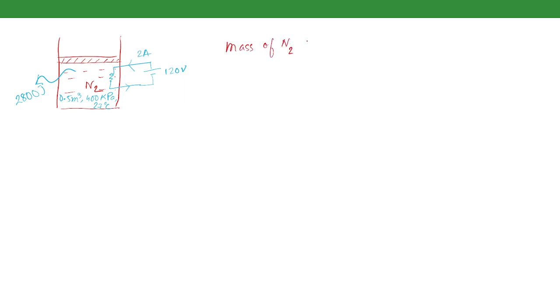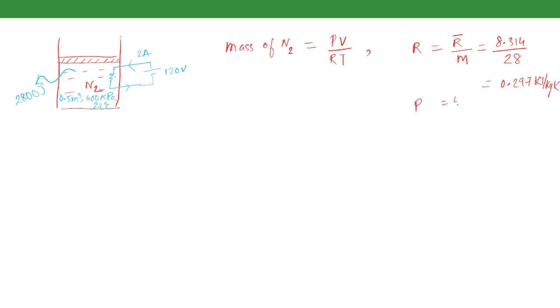The mass of nitrogen in the piston cylinder device is PV by RT, where R is the universal gas constant divided by the molecular mass of nitrogen. So this is 8.314 by the molecular mass of nitrogen, which is 28 gram per mole. So this will be 0.297 kilojoule per kg Kelvin. Okay, and what is the pressure?